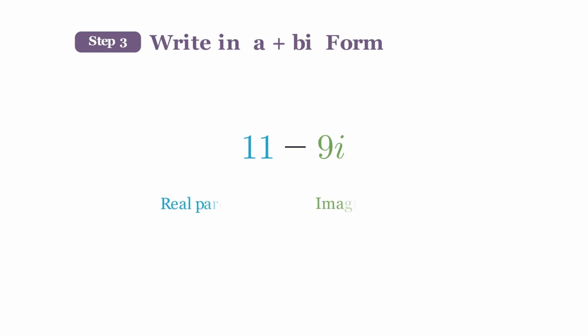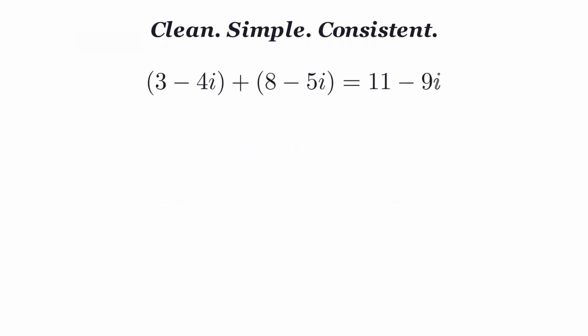Step 3. Write the final answer in a plus bi form. Our answer is 11 minus 9i, real part 11. Imaginary part, negative 9. And that is it. Clean, simple, and consistent every single time.